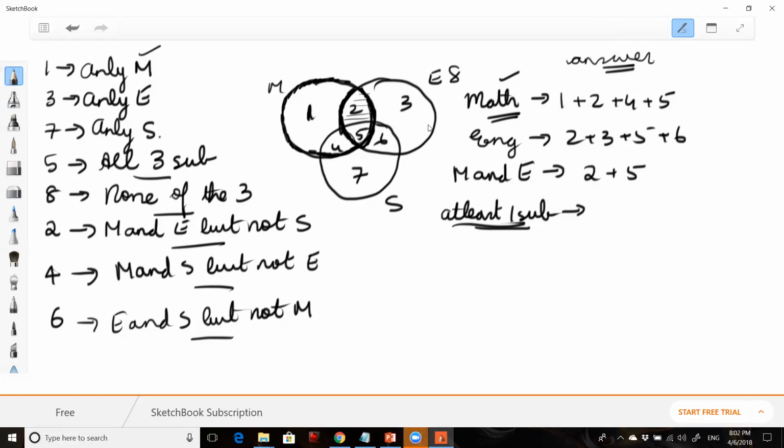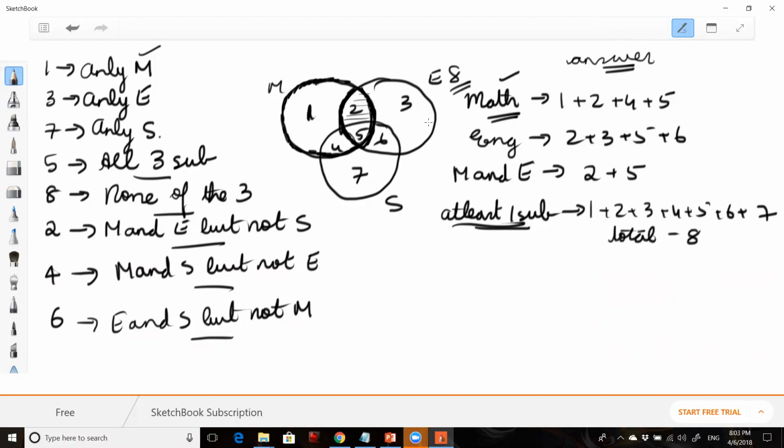No, it's not 1 plus 3 plus 7. I want at least one. At least one means people have passed 1 or 2 or 3. Yes, it's going to be 1 plus 2 plus 3 plus 4 plus 5 plus 6 plus 7. Or the easier way to work this out would be to take the total and subtract what you don't need, and what you don't need would be 8.